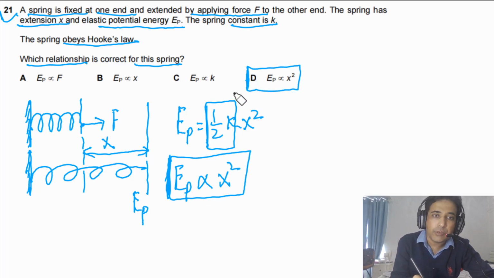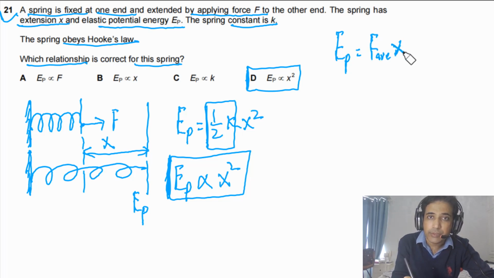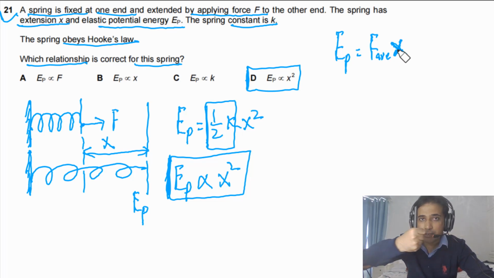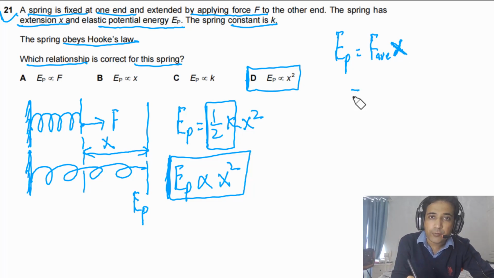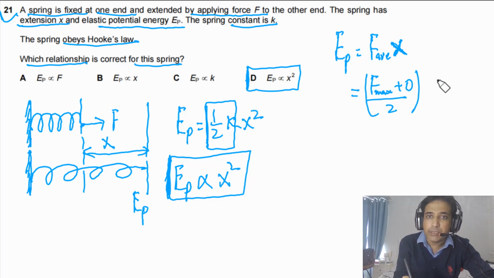Let me explain a little bit about how we derive this formula. EP is equal to the work done on the spring, and work done is equal to the average force times the distance travelled, that is X. Distance travelled in this case is X, meaning the spring is extended by this amount. Average force is the maximum value of the force plus 0 divided by 2, multiplied by X, the extension. F max is equal to F, so this is F divided by 2 times X.